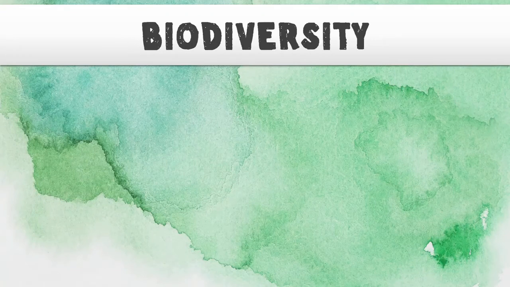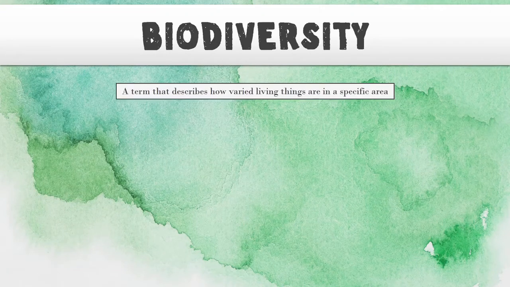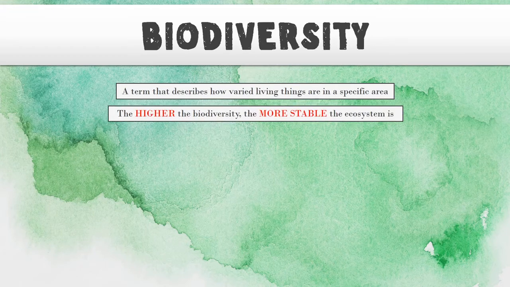Let's now proceed with biodiversity. It is a term that describes how varied living things are in a specific area, referring not only to the sum total of life forms across an area, but also to the range of differences between those forms. Therefore, the higher the biodiversity, the more stable the ecosystem is.